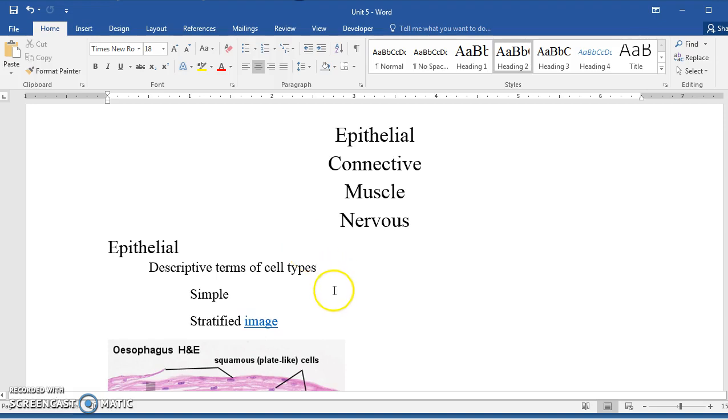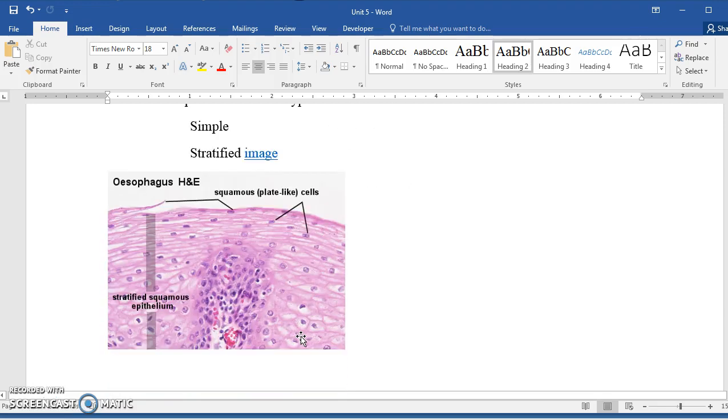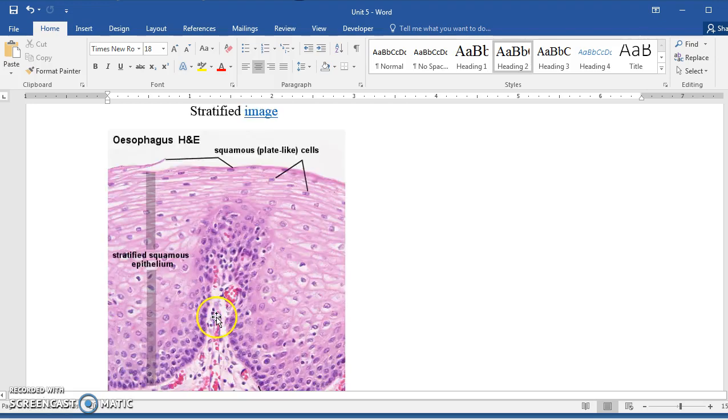Some descriptive terms that we want to understand. If you talk about simple epithelial cells, simple squamous cells, for instance, that means you have a single layer. Stratified means more than one layer. You'd have 2 or more layers of cells. I have an example here of stratified squamous epithelium. I pulled this image off the internet. This tissue has been stained, so you see different colors in it. At least 2 different stains were used.